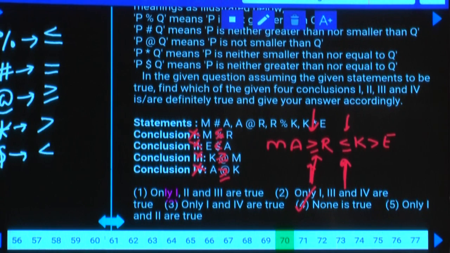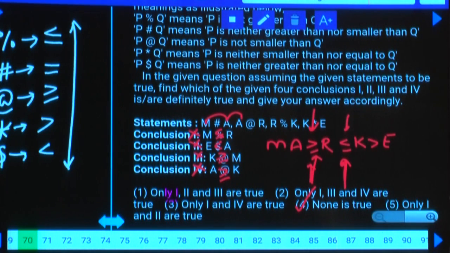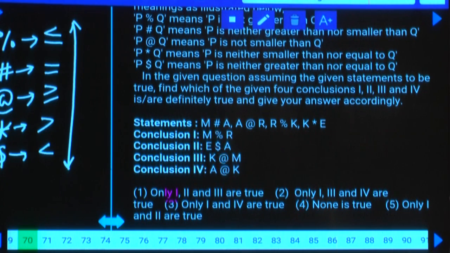Done with this? Now this is about question number 66 to 70, wherein the symbols were given in coded form. First we need to write the meanings of the symbols, then we need to convert the expression and check out whether the elements are in a sequential order or not. Done with this? Then 71 to 75.